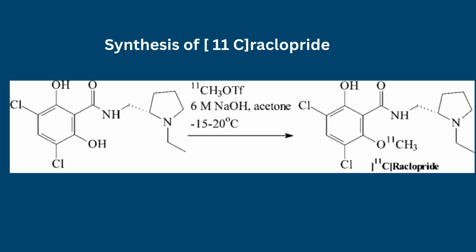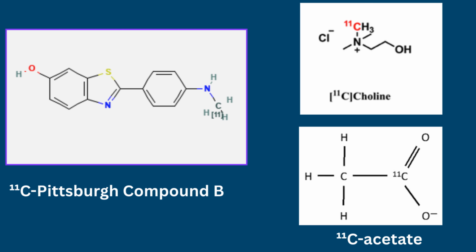Notable examples include 11C-raclopride for imaging dopamine receptors, 11C-Pittsburgh compound B for detecting amyloid plaques in Alzheimer's disease, and 11C-choline and 11C-acetate for imaging tumor metabolism and proliferation.